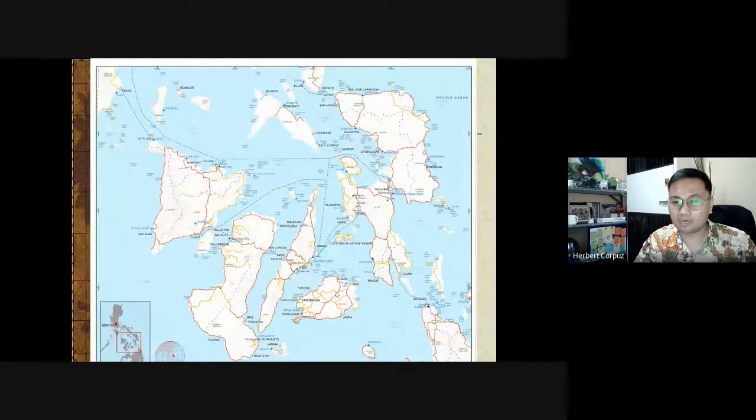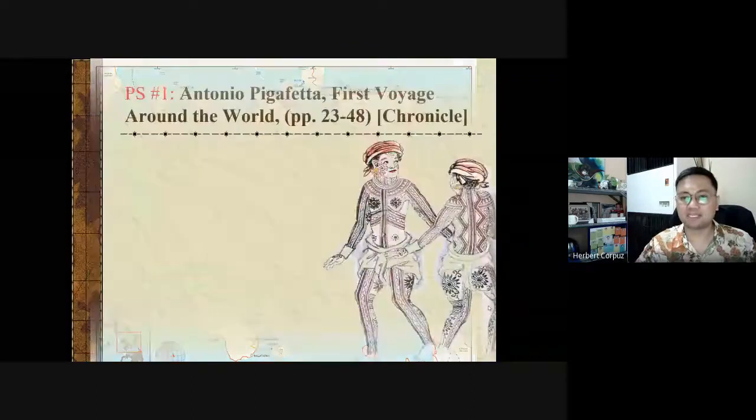Then after Bohol, they proceeded to Zubu, which is Cebu, present day Cebu, this is Cebu. So ganyan yung route nila kung paano sila nakarating sa Pilipinas. Okay?